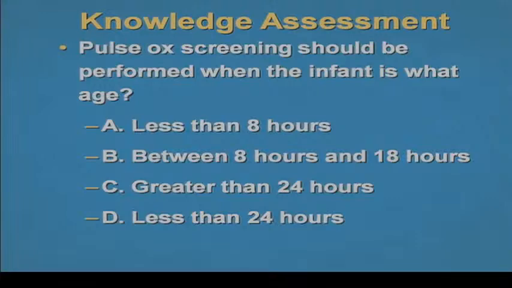And so this states, pulse ox screening should be performed when the infant is what age? A, less than 8 hours, B, between 8 hours and 18 hours, C, greater than 24 hours, or D, less than 24 hours. And the answer to that is C, greater than 24 hours. Again, the pulse ox screening should be performed between 24 and 48 hours of age.